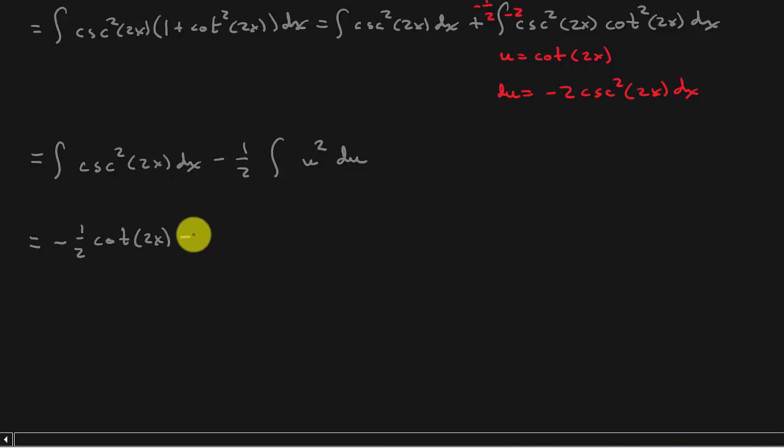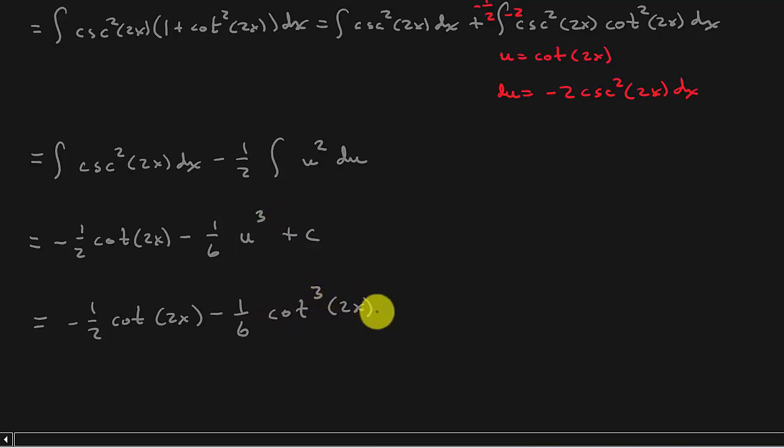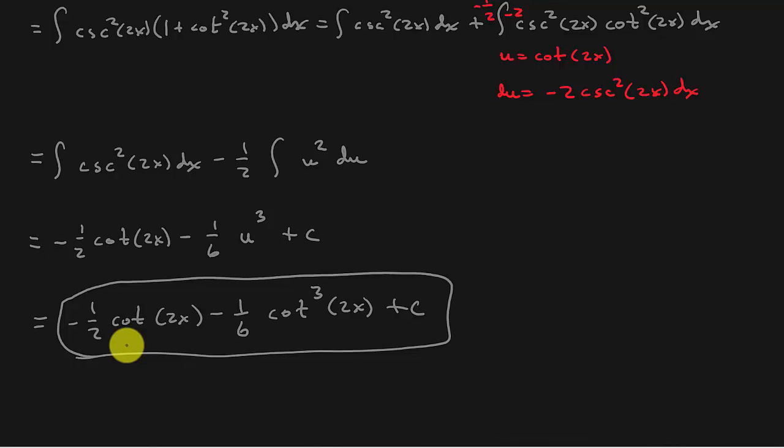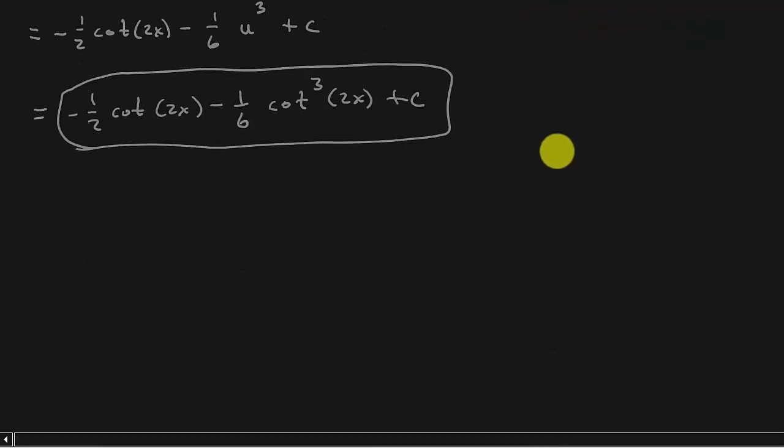And then that's going to be minus, and then that's going to be u cubed, so that's going to be 1/6 plus c. And so we get negative 1/2 cotangent 2x minus 1/6, and then in the place of u, we're going to put cotangent cubed 2x plus c. And there's your answer. All right. So that one wasn't too bad.